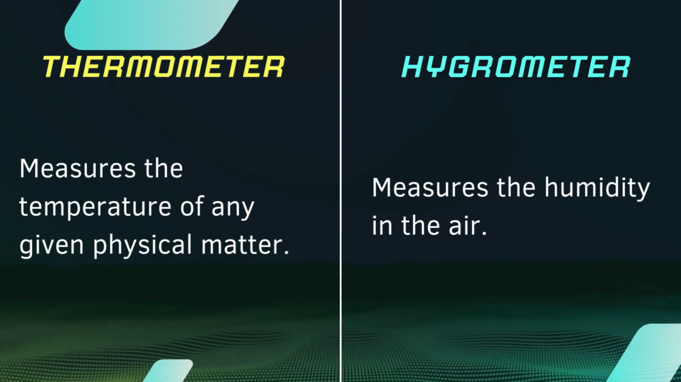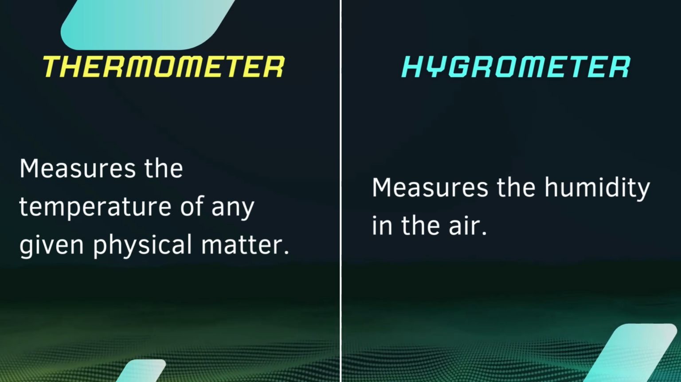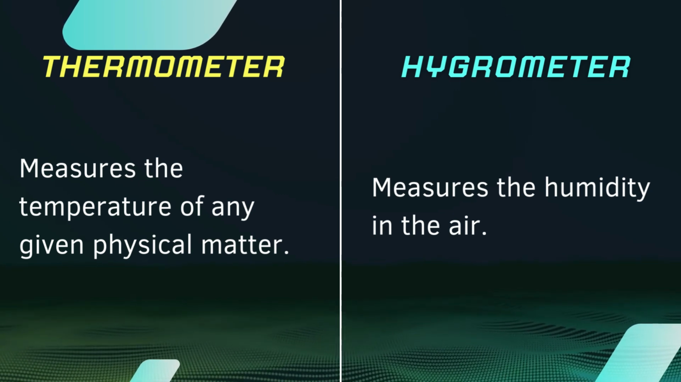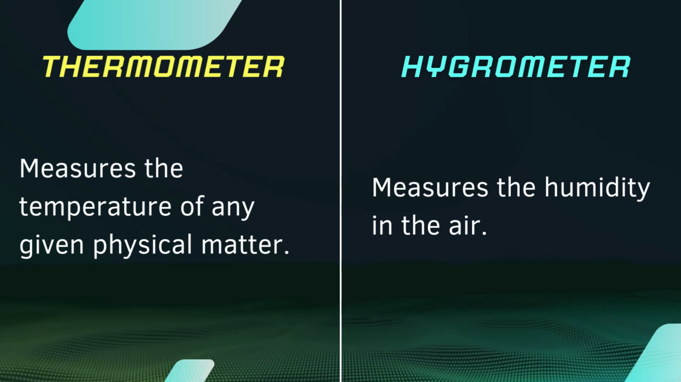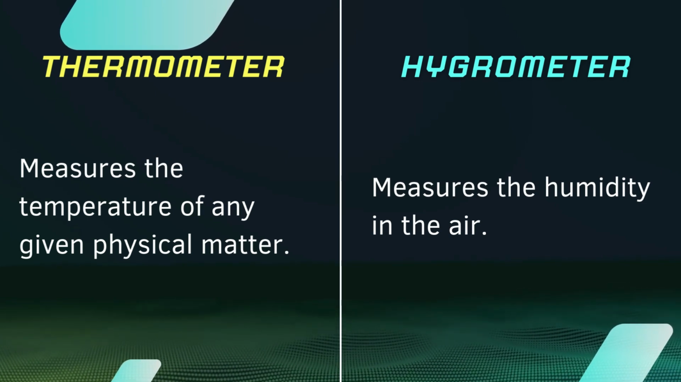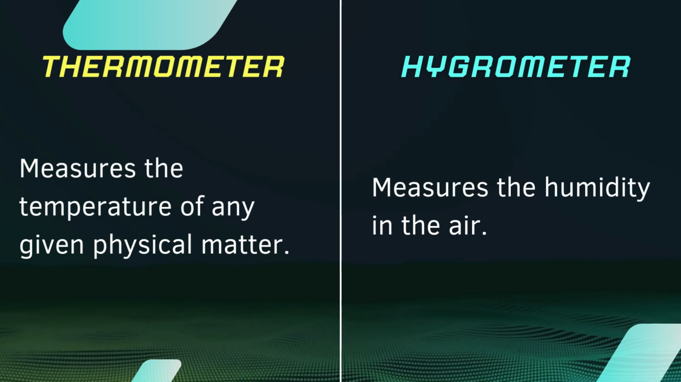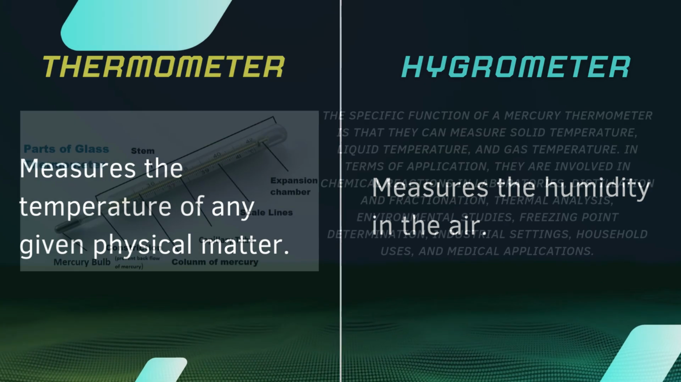One apparent similarity between thermometers and hygrometers is that they both measure aspects of the environment that may concern the quality of the air. The general function of any thermometer is to indicate the temperature of any physical matter, including the air. On the other hand, hygrometers are seemingly exclusively created to measure the humidity or relative humidity of the air.